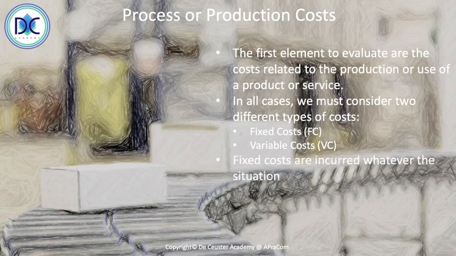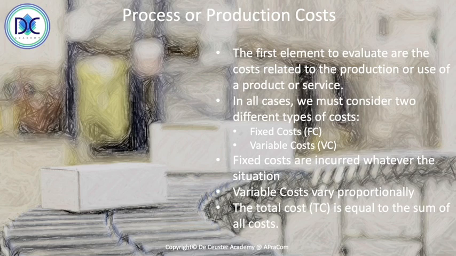Fixed costs are incurred whatever the situation. So when you have a production facility, even when you're not producing, you still have the fixed cost. For a school, we still have the staff, we still have the classrooms, we still have the equipment. All these things are fixed costs. Do we teach or we don't teach? It's still there. We have to consider them, but it's a fixed value over all the spectrum of production. The second element are the variable costs, and the variable costs vary proportionally to the amount of products or services that we are creating.